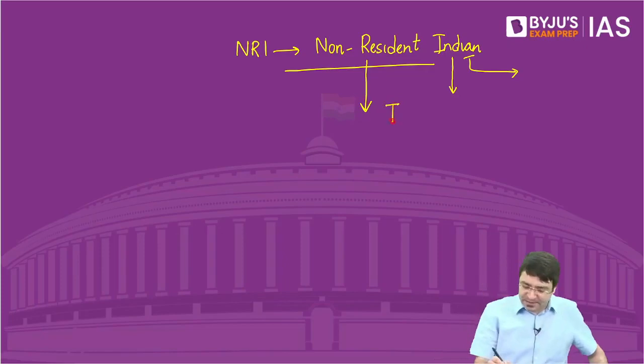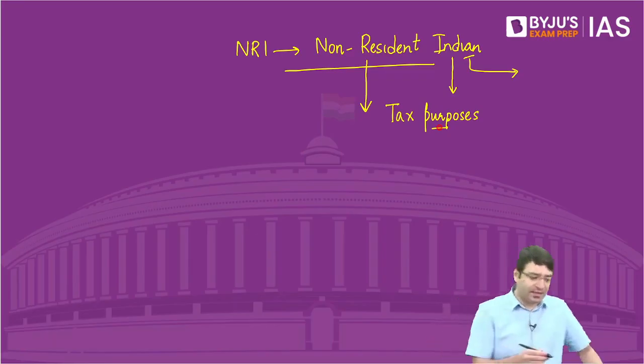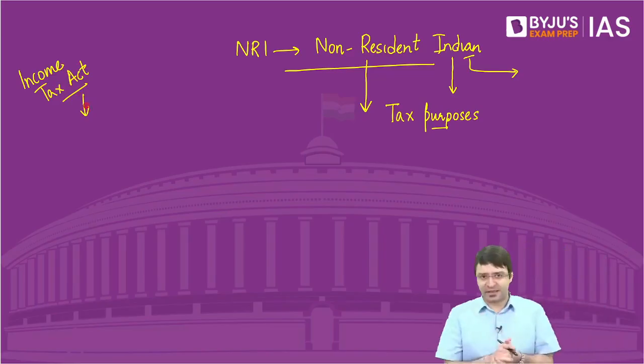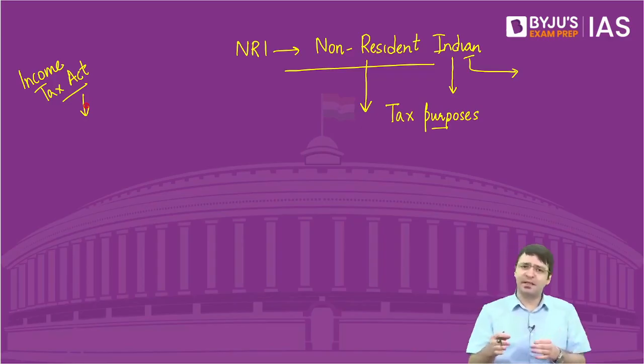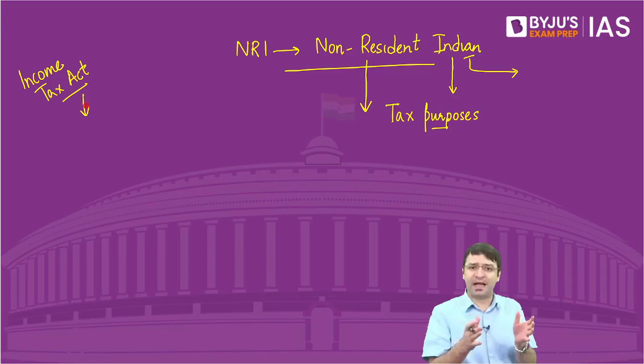And this is primarily done for tax purposes. Because if you're not residing in India, why would you pay tax in India? You'll have to pay tax in the country where you're working. And for that, the Income Tax Act defines who is a resident Indian and who is a non-resident Indian. Resident Indian, non-resident Indian, tax purposes, this will be discussed in economics as well. How these NRIs should be taxed, how they should not be taxed, for example.